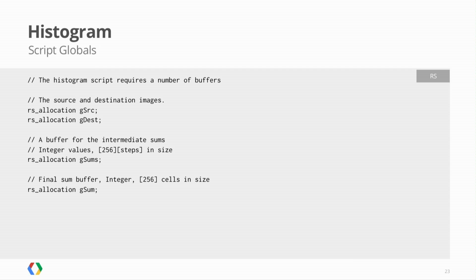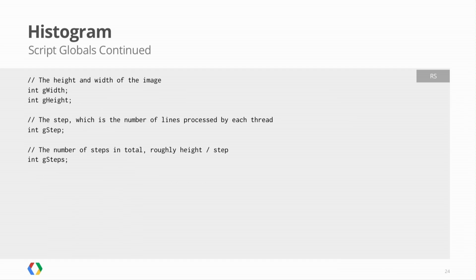And we'll also have a final sum buffer, which will just be a one-dimensional allocation of 256 different levels. So additional globals we're going to pass in will have just integers that will represent the height and width of the input image. And we'll have an integer which will represent how many items is in each step of the image and how many steps are in total.